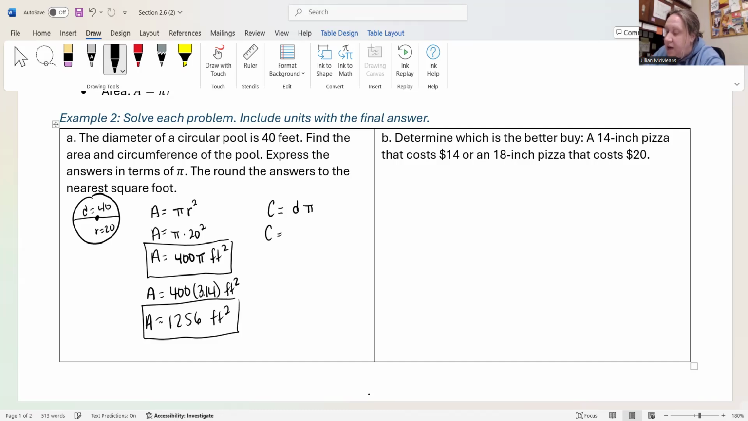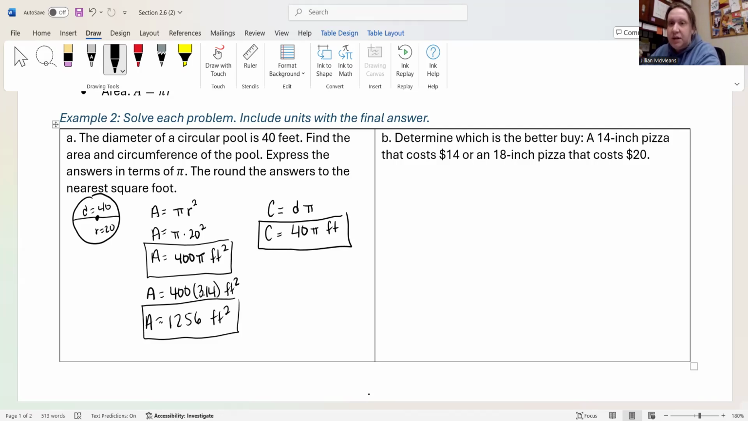So that's going to be 40 times pi feet. Since circumference is similar to perimeter, we just use linear feet as our unit. We don't have to square the unit or anything. So that's the exact circumference of the circle. Okay, we've written this in terms of pi. That means pi is still in the answer.